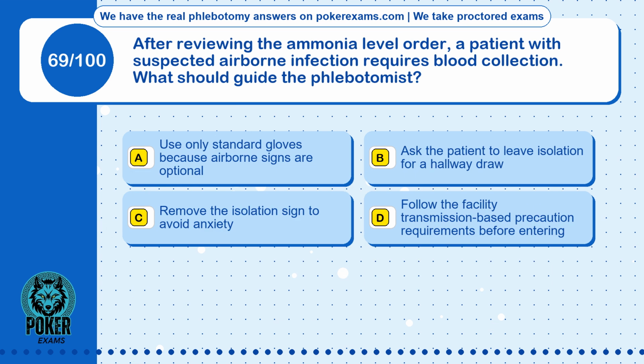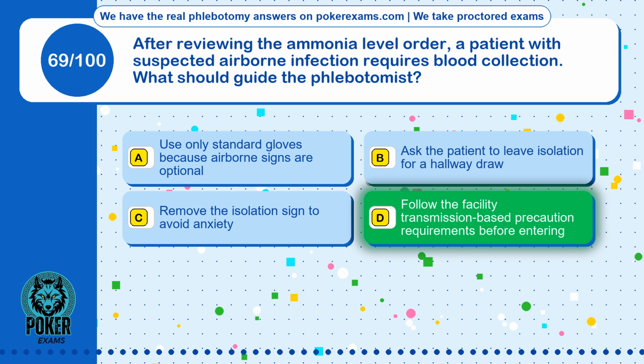Question 69. After reviewing the ammonia level order, a patient with suspected airborne infection requires blood collection. What should guide the phlebotomist? Option A, use only standard gloves because airborne signs are optional. Option B, ask the patient to leave isolation for a hallway draw. Option C, remove the isolation sign to avoid anxiety. Option D, follow the facility transmission-based precaution requirements before entering.